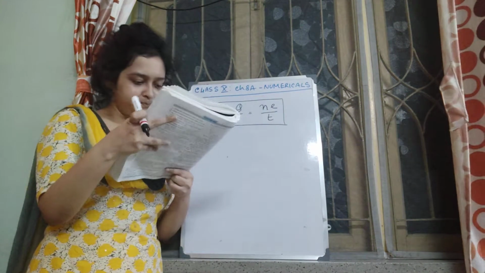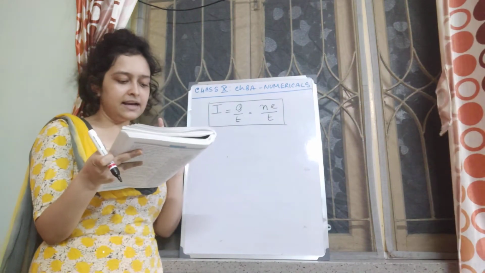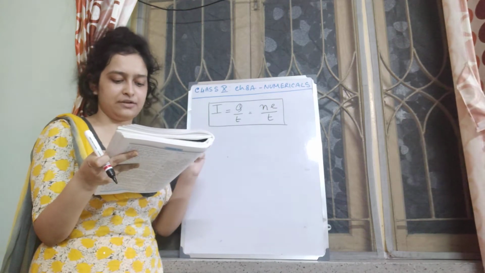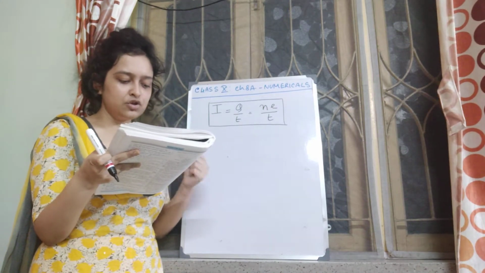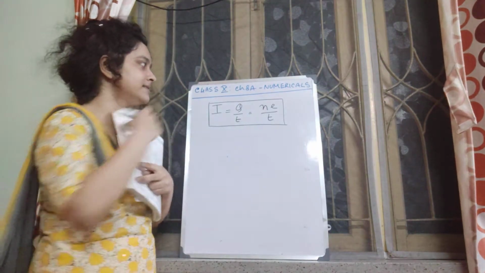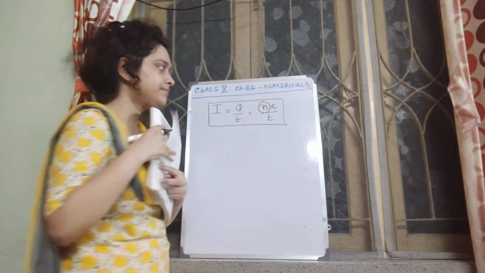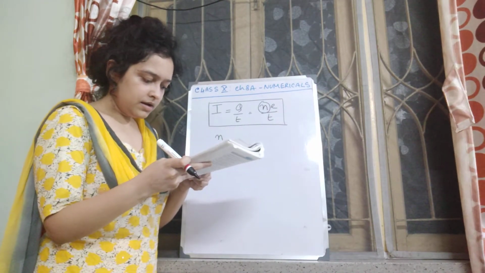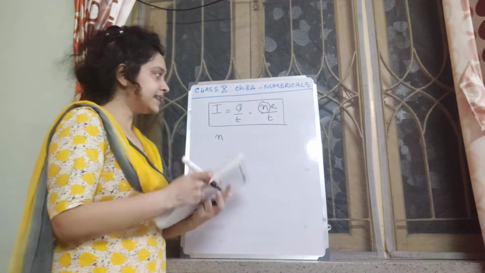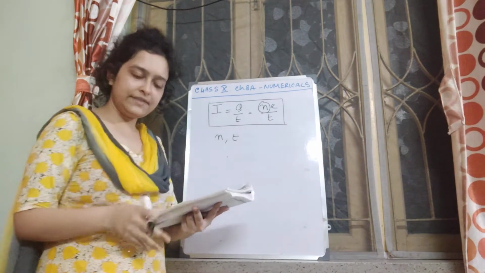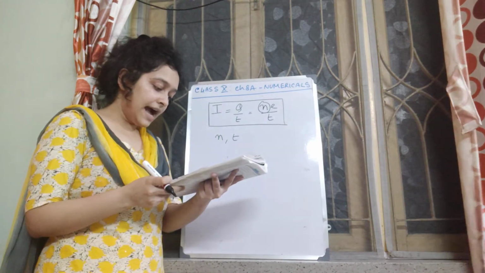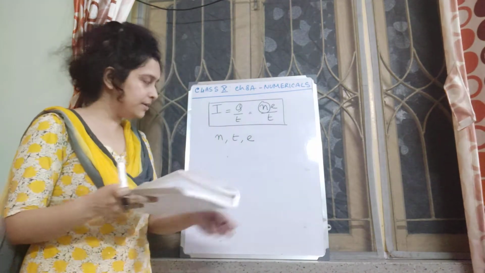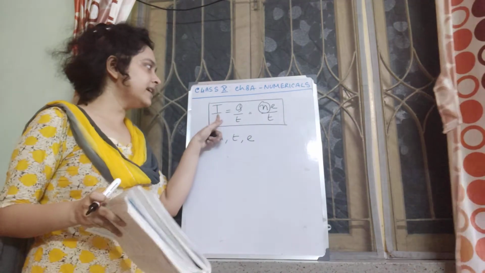So, suppose in the first sum you have, in a conductor, 6.25 into 10 to the power 16 electrons flow from one end to another end in 2 seconds. That means N is given, number of electrons given, T is given, time 2 seconds. And also the charge carried by each electron, E, is given, 1.6 into 10 to the minus 19 coulomb. Can you find the current?